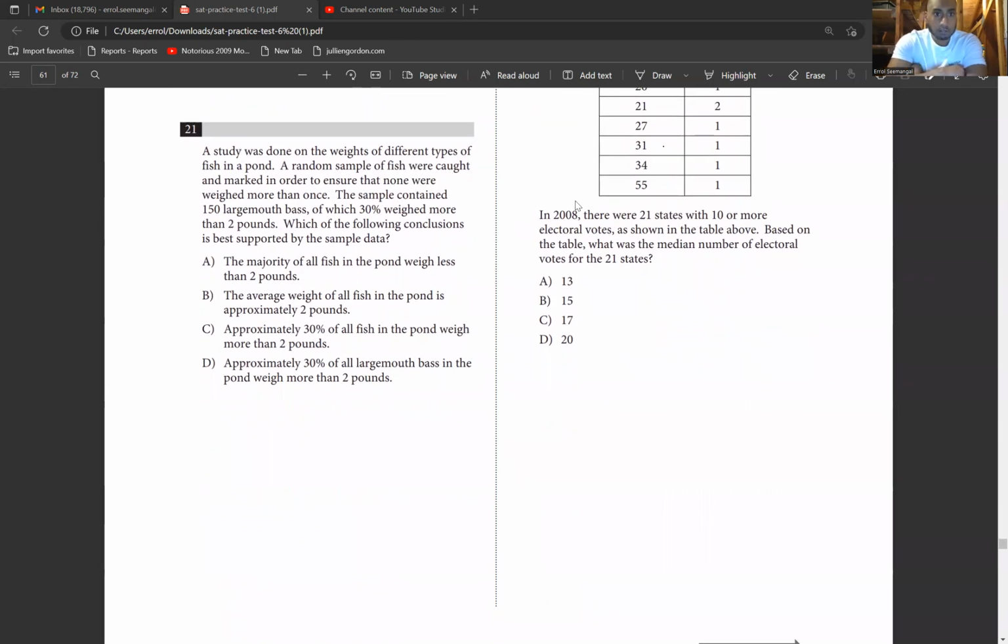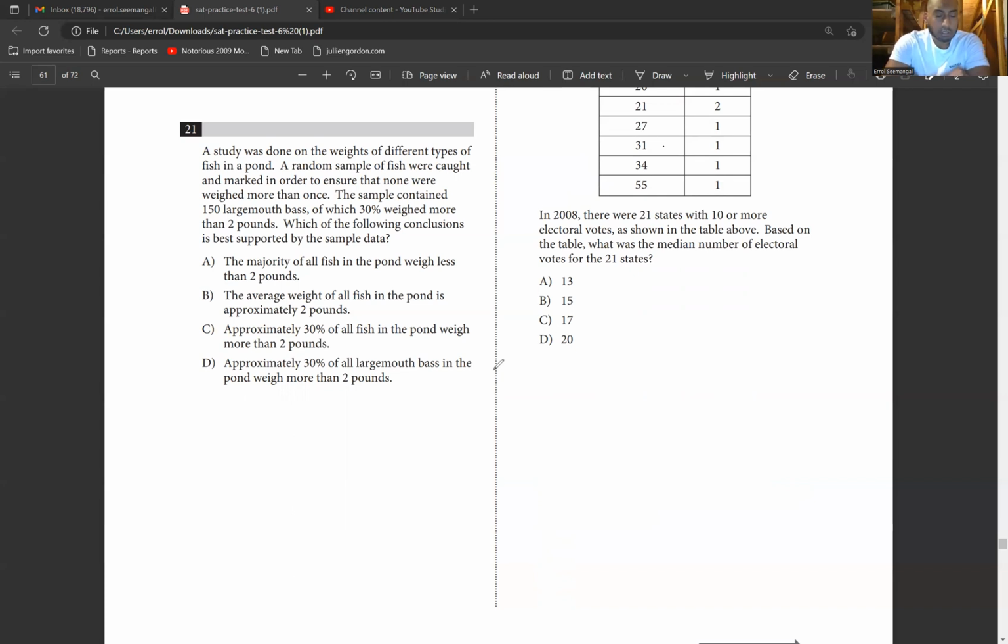21. A study was done on the weights of different types of fish in a pond. A random sample of fish were caught and marked in order to ensure that none were weighed more than once. The sample contained 150 largemouth bass with 30% weighed more than 2 pounds. Which of the following conclusions is best supported?